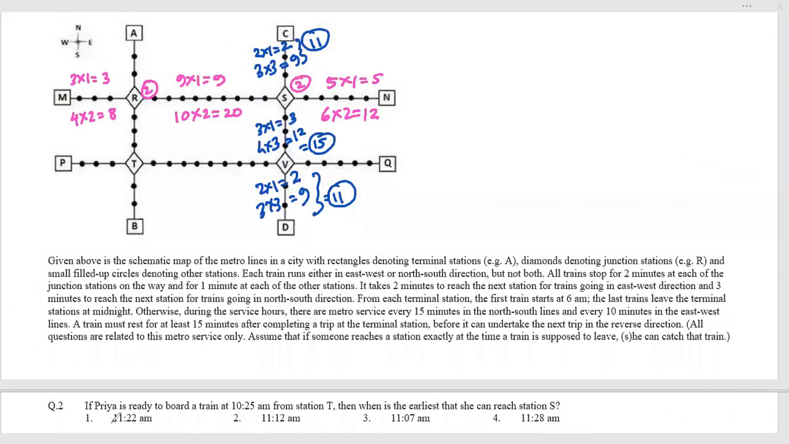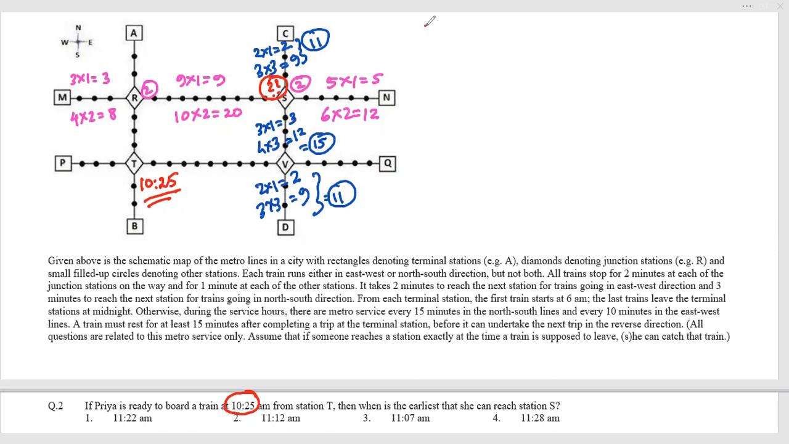Now let us get the second question. Priya is ready to board a train at 10:25 from station T. Then when is the earliest that she can reach station S? Here timing is required at S. So there are two possibilities. One is TR and RS. Another is TV and VS. These are the two possibilities.